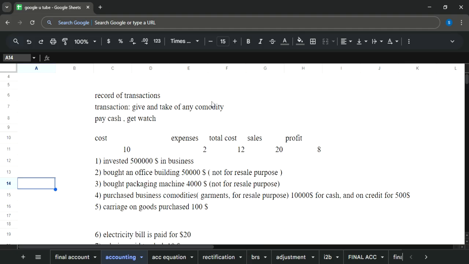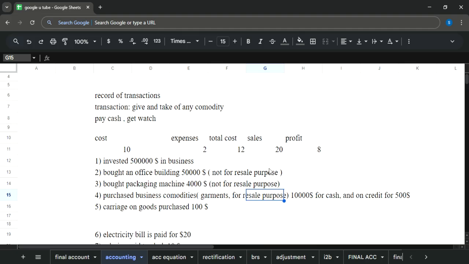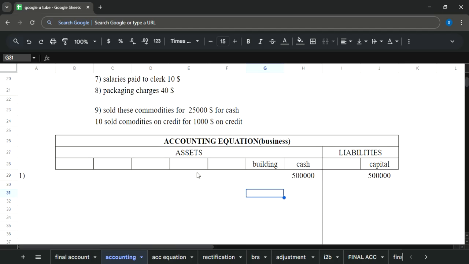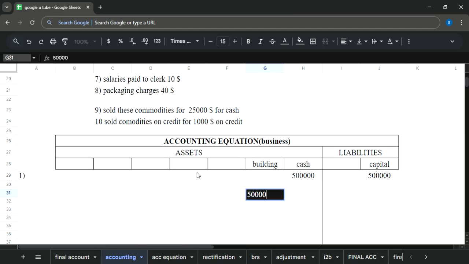The first transaction is complete. Now we will see our second transaction, where we have bought an office building for $50,000. And since the nature is different, this is not for resale purpose. The office building is favorable for you and that has some benefit. So here you will introduce a new column where you will tell in the second transaction that a building is coming into your business for $50,000. Okay, $50,000 you have purchased the building.